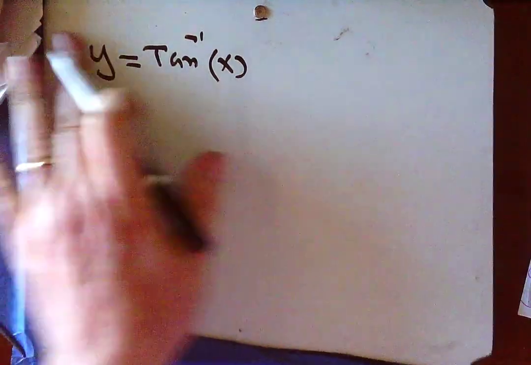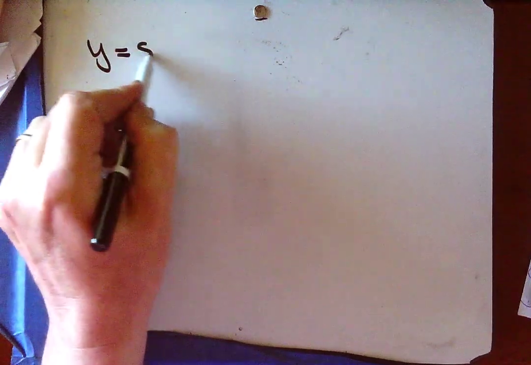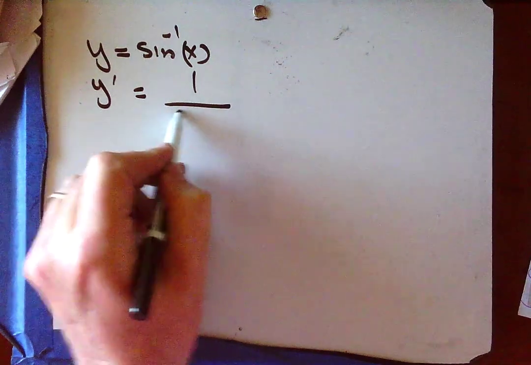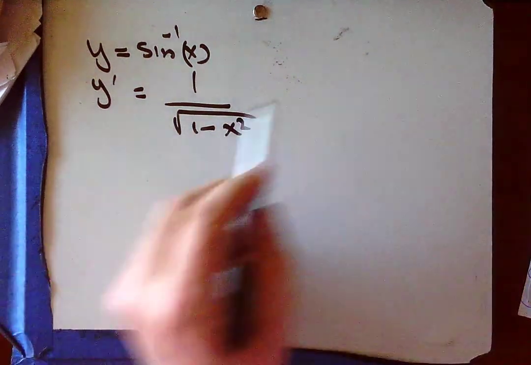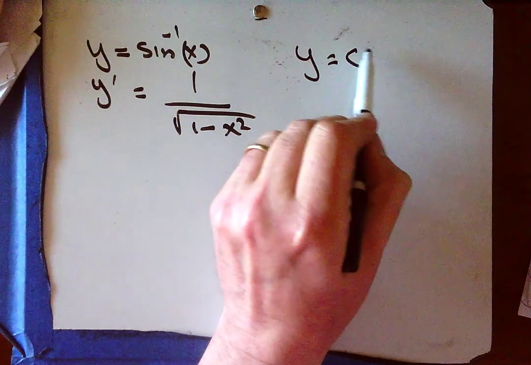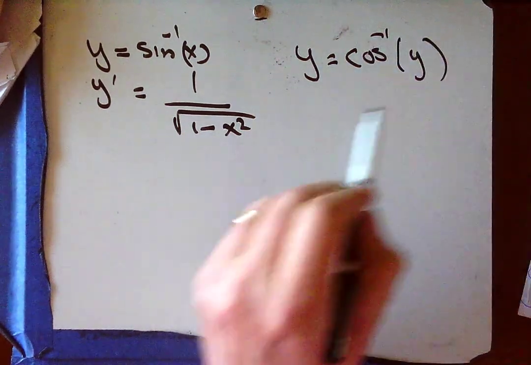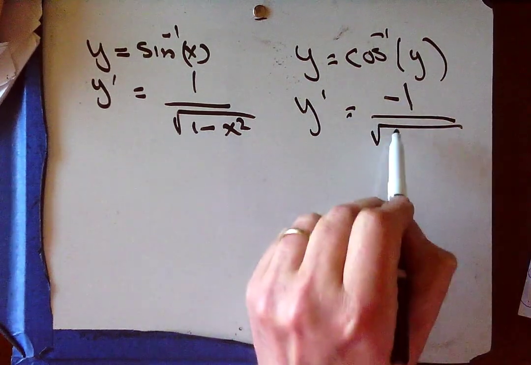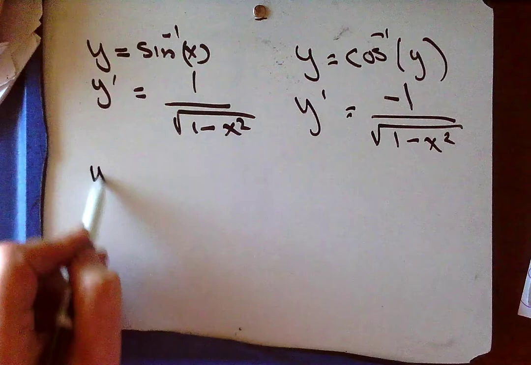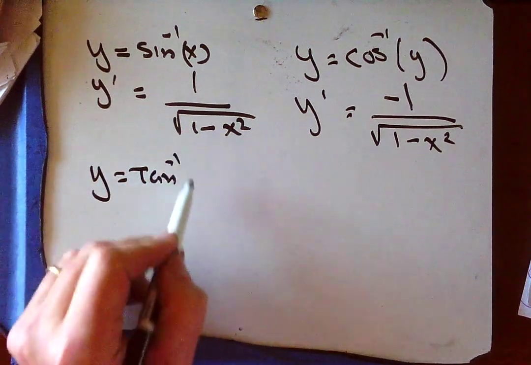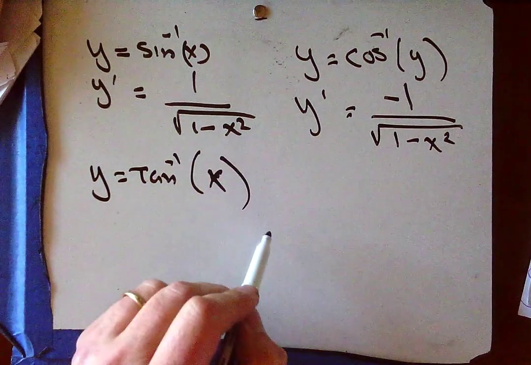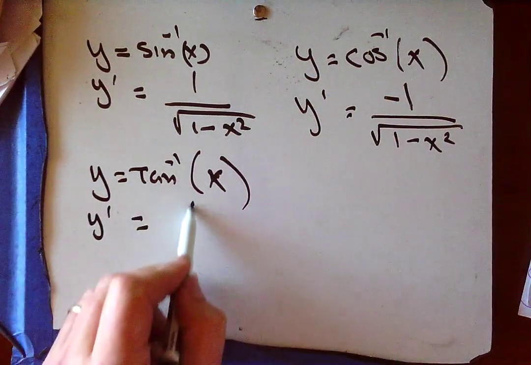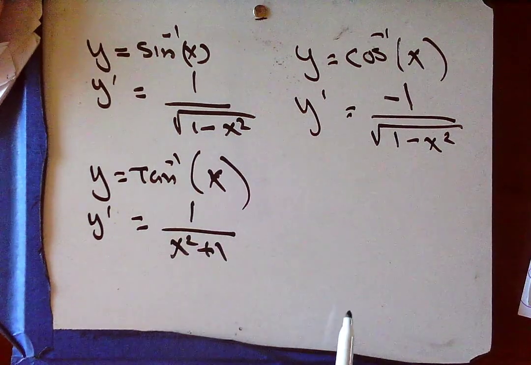All right, so let's recap. y equals sine inverse of x. Then y prime was 1 over the square root of 1 minus x squared. And we said when y equals cosine inverse of x, that y prime was going to be negative 1 over the square root of 1 minus x squared. When we had y equals tangent inverse of x, there we go, we said that y prime was going to be 1 over x squared plus 1.